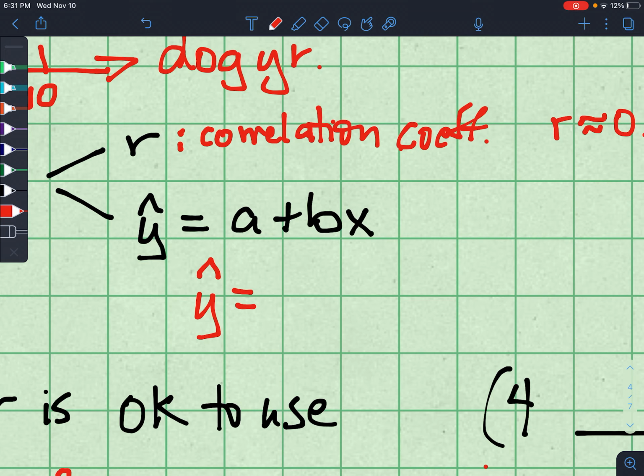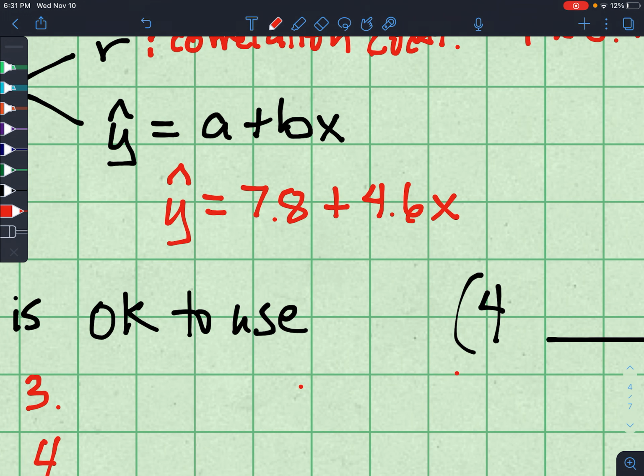And again, the a value was the intercept. I have forgotten it already. 4.6, no, 7.8. All right, so 7.8 is the y-intercept, plus the slope, 4.6 x. Gosh, I wish my memory worked better. X is just normal, nothing on top of that. So here is our line of best fit, our LSR line equation. All right?